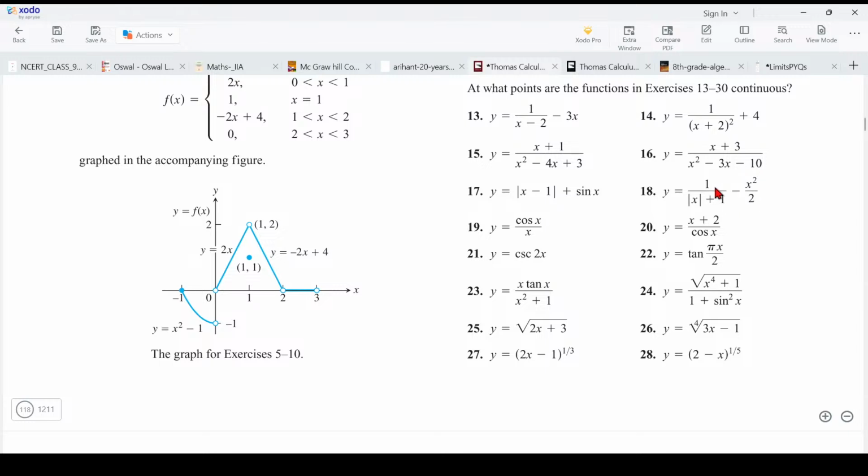What about this one? This is always continuous. 1 by mod x plus 1. This will actually be discontinuous at minus 1. Will that be discontinuous at minus 1, when x is minus 1? Just try it. You are approaching, just try it.